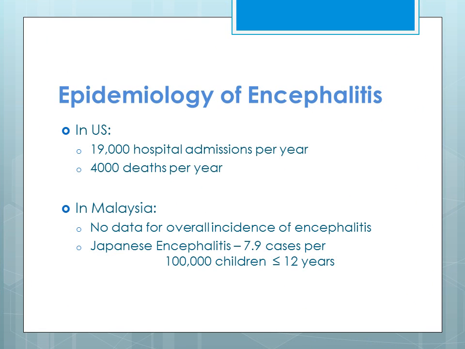In the United States it was estimated that about 19,000 hospital admissions and 4,000 deaths are due to encephalitis every year. In Malaysia, there is no data available on the overall incidence of encephalitis. Encephalitis in Malaysia tends to occur in outbreaks and we do have data on Japanese encephalitis, whose outbreaks are common in Sarawak. Between 1997 and 2005, the annual incidence of Japanese encephalitis in Central Sarawak was estimated to be 7.9 cases per 100,000 children aged 12 years and below.